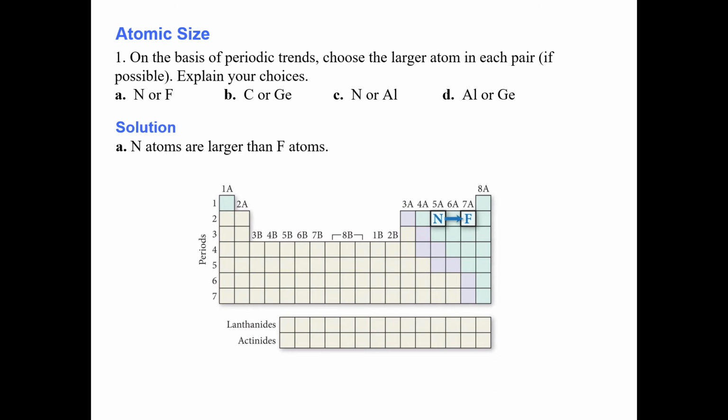Okay, so for part A, the nitrogen atoms are larger. So when we're doing this, we're going to start off with nitrogen and then move up, down, left or right so that we get to fluorine. So here all we have to do is just move towards the right. And we know that the trend for atomic radius is decreasing as we move from left to right. So the N atoms are larger.